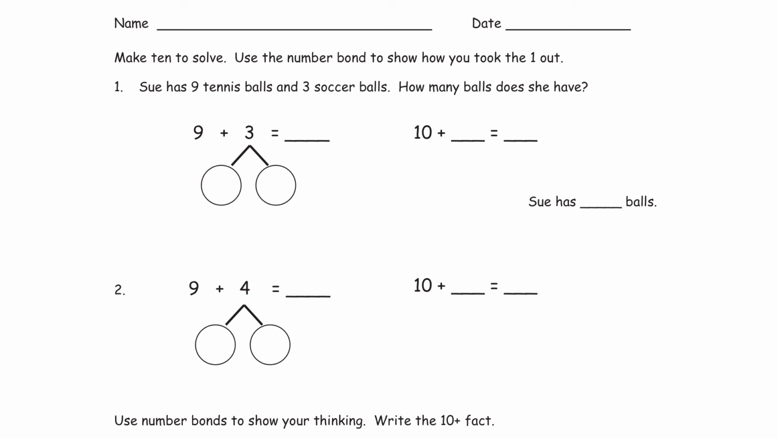Okay, so I'm going to look at our first one. And it says, Sue has 9 tennis balls and 3 soccer balls. How many balls does she have? Well, here's our 9 tennis balls.